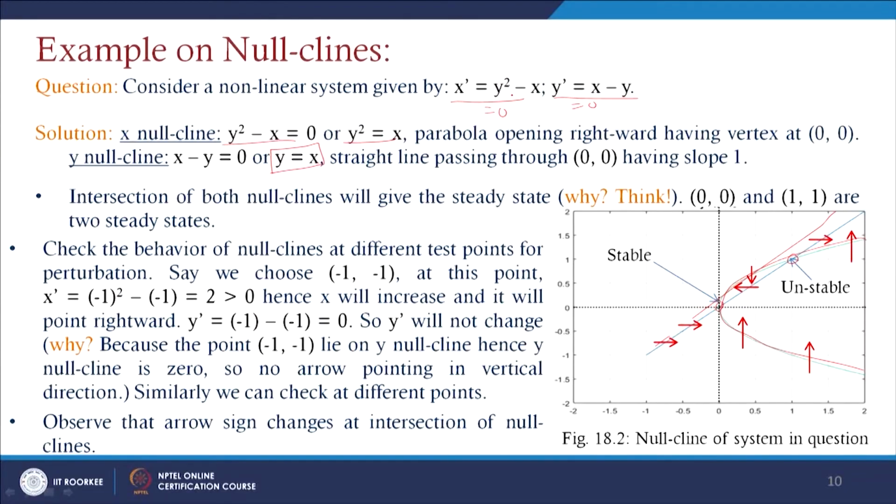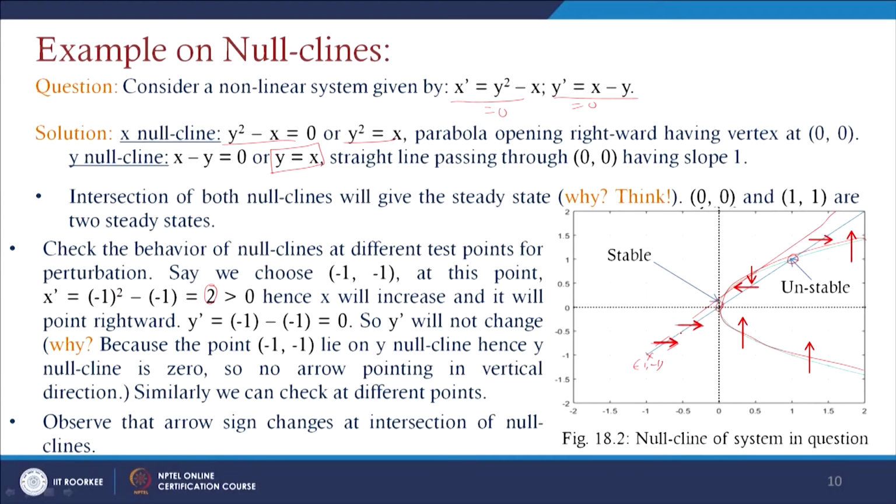So, if you choose a point like minus 1, 1 here, then we find that x dash takes the value y square minus x, so that is why it gives 2 here. For any point you choose here, suppose minus 1, 1, it gives a positive value. This means that x will increase, it will point forward. That is why we put these symbols here. This means it is a monotonically increasing function, so it will always try to increase along the positive x axis. That is why the arrows point in the rightward direction.